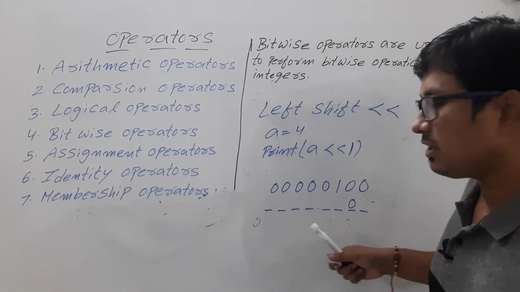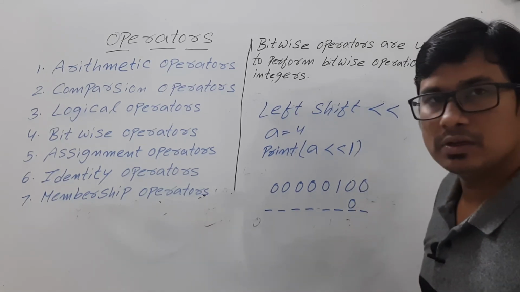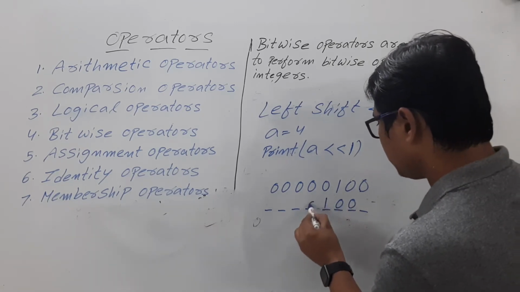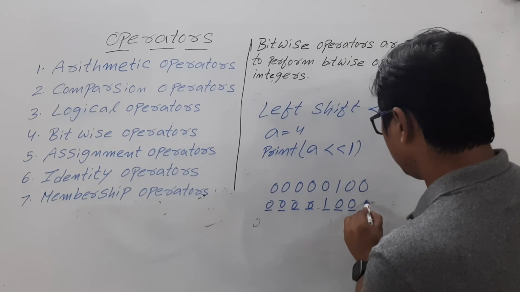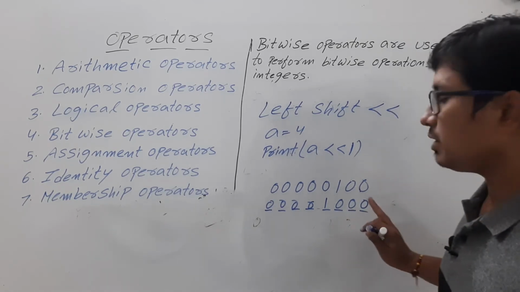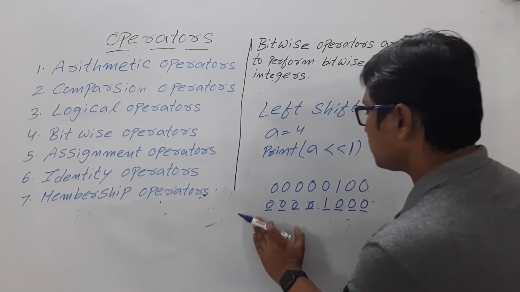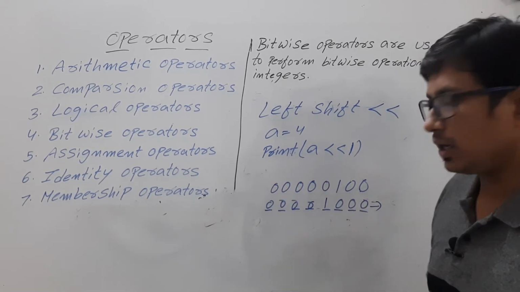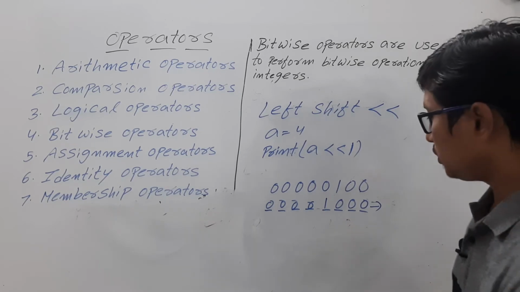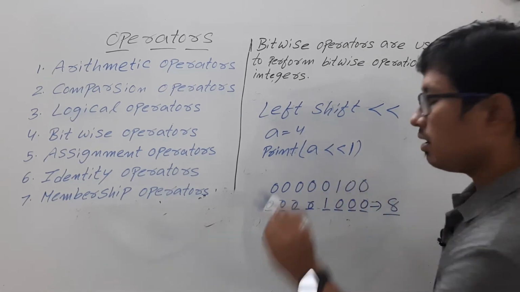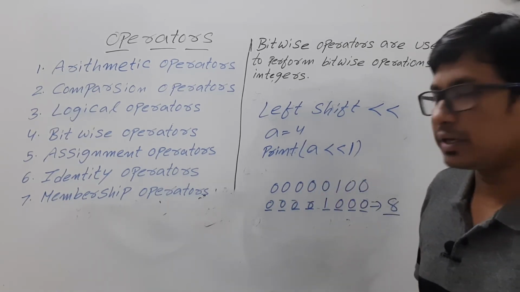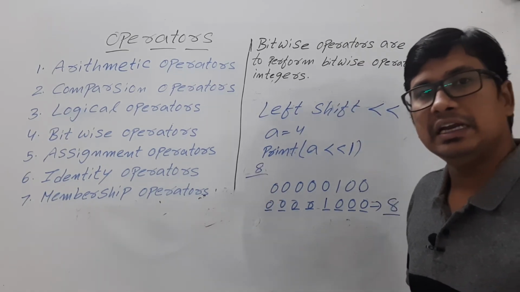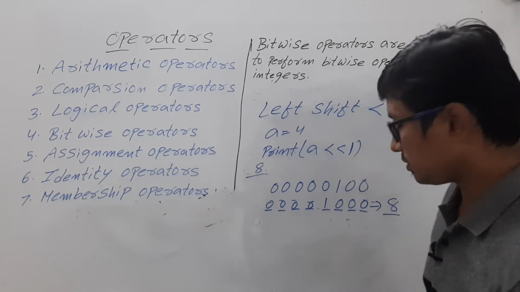Because this is the first bit, if I perform the left shift, it will become the second bit. The second bit will come in the third bit, the third bit will come in the fourth bit, like that it will come. And here you will keep the value 0, because this will be empty. So this is the binary number you will get if you perform left shift by 1 bit. If you convert this into a decimal number, you will get the output as 8. Again, if you perform left shift by 1 bit on this input, you will get the output as 16.